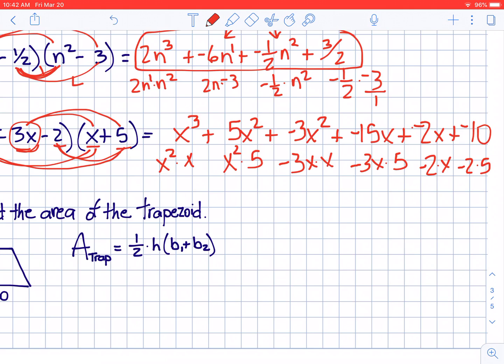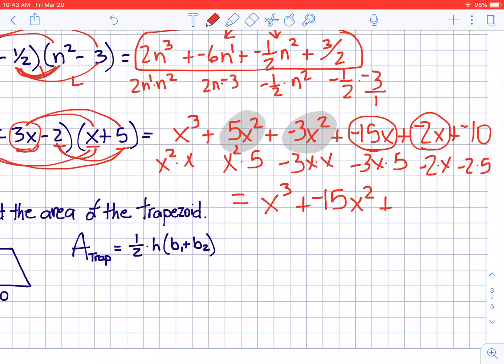All right, well, I need to now collect some like terms here. Hopefully you can see some things that are the same. For example, the 5x squared and the 3x squared are alike. So we can combine those two things together. And then hopefully you can see that the negative 15x and the negative 2x are alike. So our final answer here would be x cubed plus negative 15 x squared. Do not change that exponent. There's a strong temptation there.